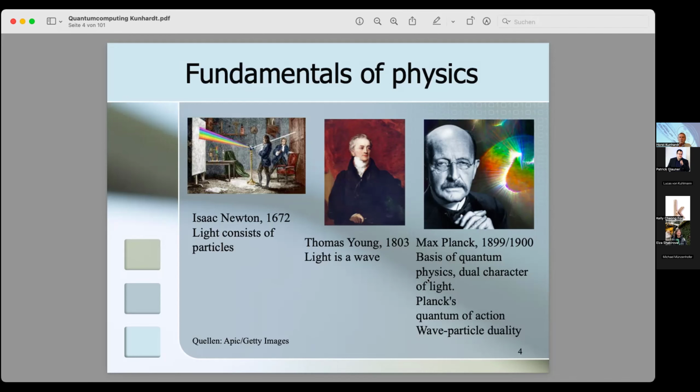Another important scientist in this field was Max Planck, a German scientist working in Berlin. And he laid the basis of quantum physics. And he was working on the dual character of light. And he gave us the insight into the smallest parts of our universe, the so-called microcosm. And therefore, according to his name, Max Planck, Planck's quantum of action, abbreviated h, is based on his final work. And Planck also did research on the wave-particle duality or dualism.